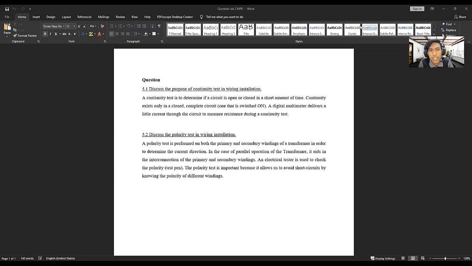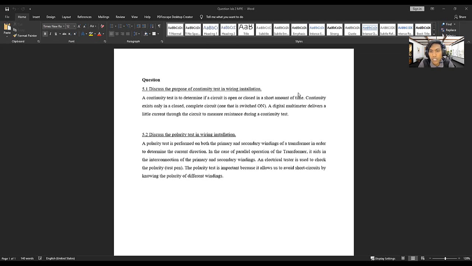For my part, I will present the questions. Question 1 is: discuss the purpose of continuity test in wiring installation. A continuity test is to determine if a circuit is open or closed in a short amount of time. Continuity exists only in a closed, which is a complete circuit, the one that is switched on.